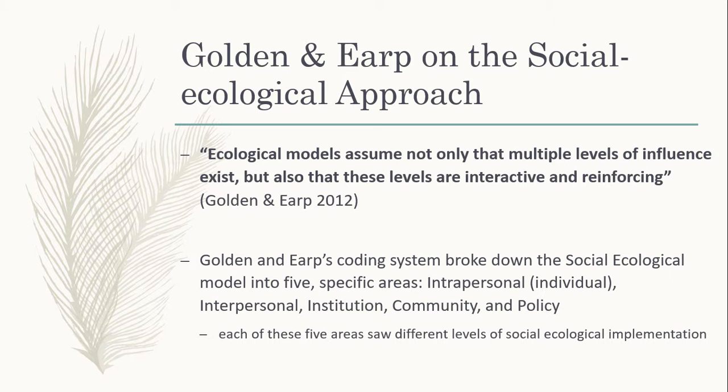Interpersonal was the highest, with 95% of cases describing its use. Intrapersonal was the second highest, with 65% of cases using the social ecological model. Institutional was less, with 40% of cases describing its use. Community was fourth, with 20% describing its use. And finally, policy was last, with only around 5% of cases mentioning the use of the social ecological system.